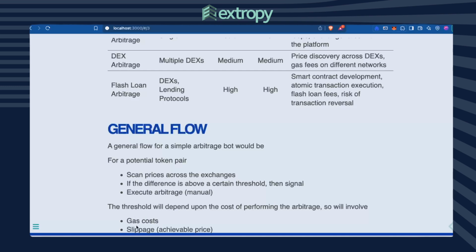But it does involve things such as gas costs, which is kind of what our focus is going to be today, and also this slippage as well. Okay.